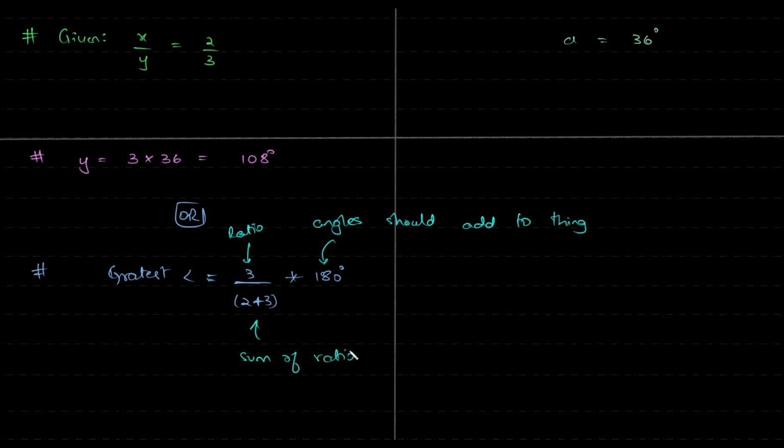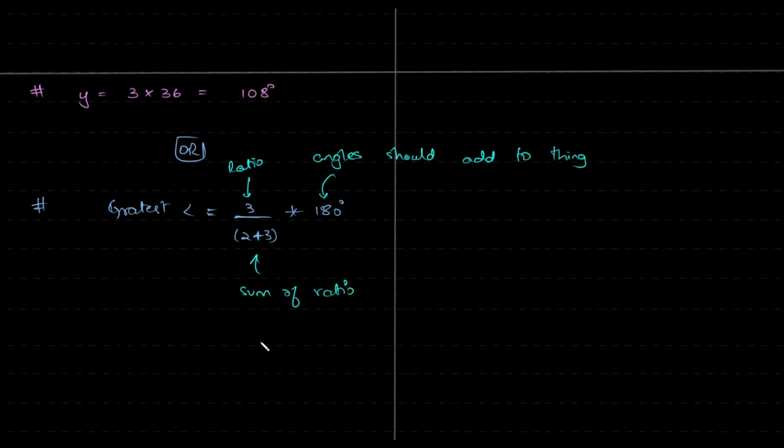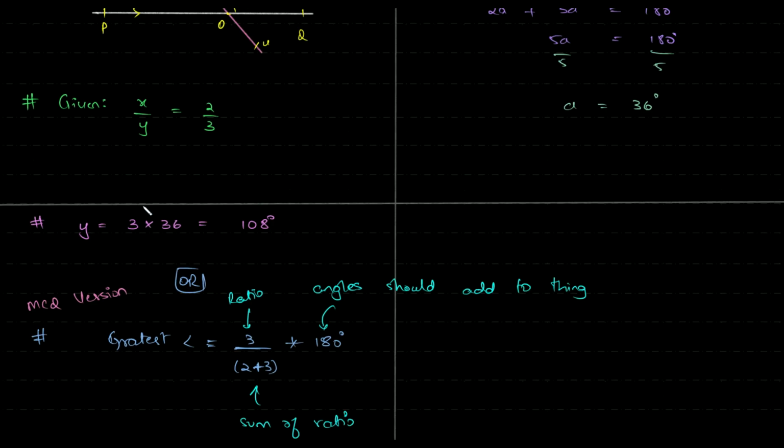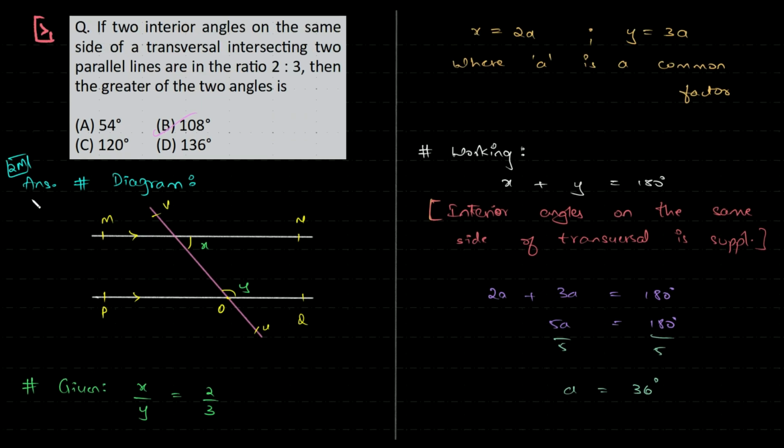So this is the trick. I'm not teaching any conceptual stuff over here. I'm just showing you the trick. For the concept, you have to go back to ratios. So if you calculate this, obviously you will get 3 by 5 into 180 degrees, the same answer as 108. This is the funda. This is how you solve MCQ questions. That's your MCQ version, and this is your 2-marker question.